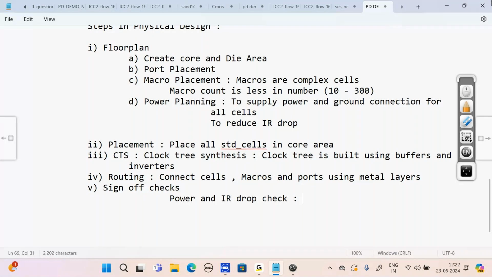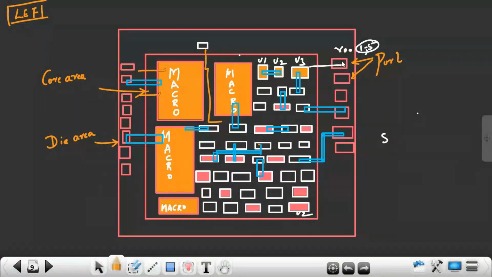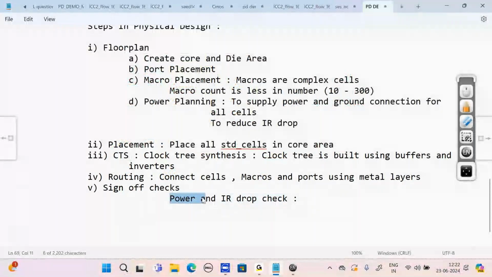It means how much power your design is consuming, and whether there is any chance of reducing the power. So what is IR drop? I told you what IR drop is, right? Drop on the metal layer. Whatever VDD is present here, 1.5 volt, the same VDD has to reach what? The cells. 1.5 volt VDD should not reduce to 1 volt. So what is your IR drop? All those checks you will do, that is called power and IR drop check. So the next check you will do is STA, static timing analysis.